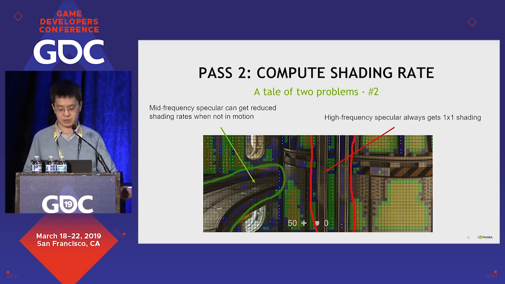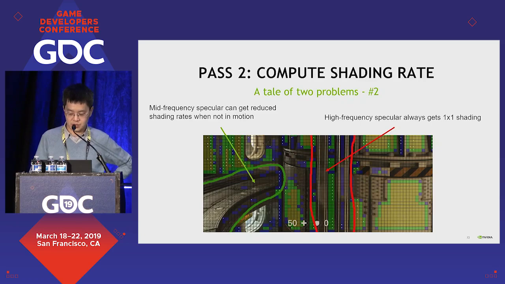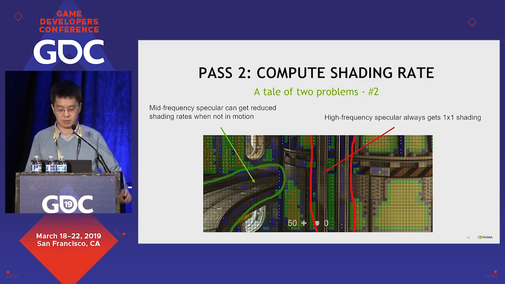Here's an example of those special regions. The red region contains high-frequency specular that should never get its shading rate reduced. The green region can get its shading rate reduced, but only when there's no motion.